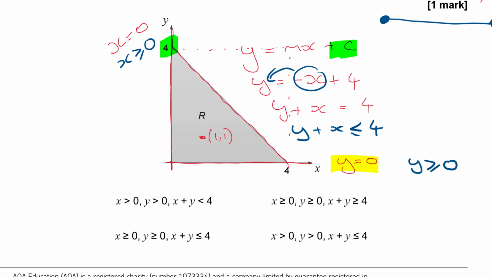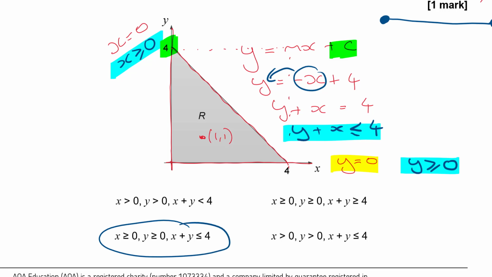Now all the boundaries are solid lines, so they include the boundaries themselves, which is why I'm using less than or equal to and greater than or equal to rather than the strictly less than or greater than ones. Okay, so they're going to be my three boundaries then. So x is greater than or equal to 0, y is greater than or equal to 0, and y plus x is less than or equal to 4. So which one is that then? That is this group here then, isn't it?